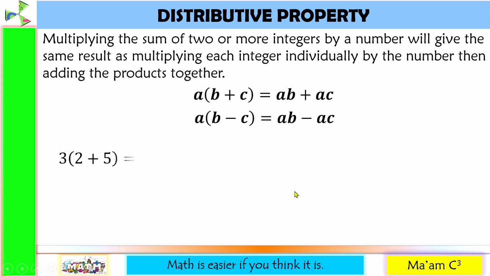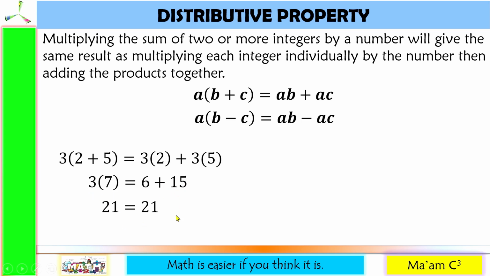Let's have an example. 3 times the quantity, 2 plus 5 is equal to. So let us multiply individually the integers inside the parentheses. 3 times 2, and then we have 3 times 5. 2 plus 5 is equal to 7, so this will be 3 times 7. 3 times 2 is equal to 6. 3 times 5 is equal to 15. 3 times 7 is 21. And 6 plus 15 is also 21.